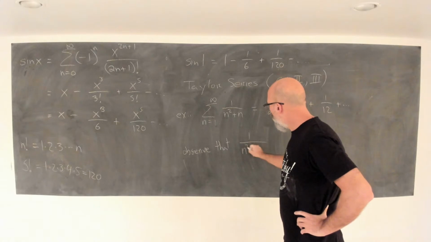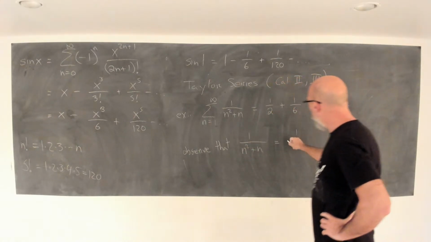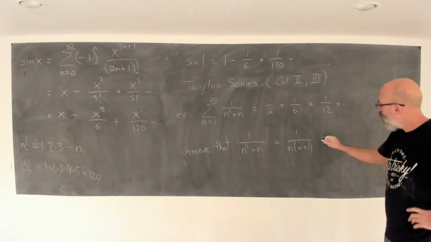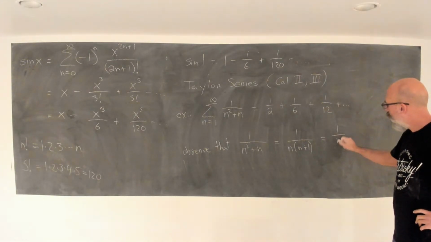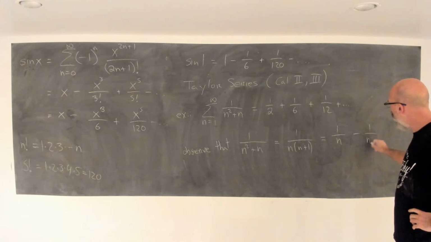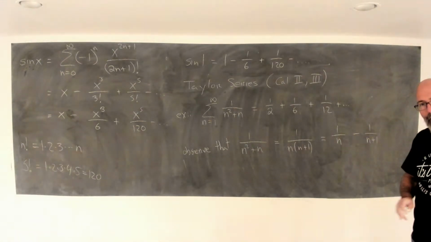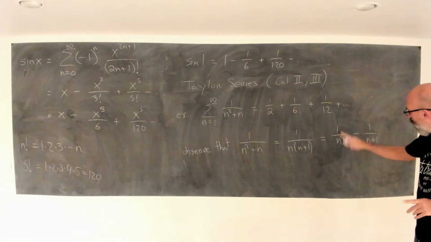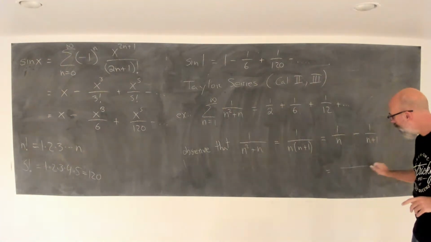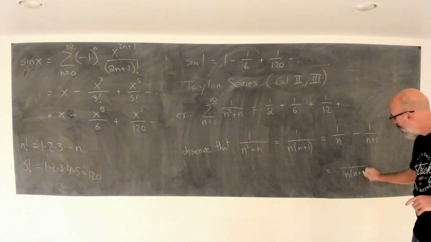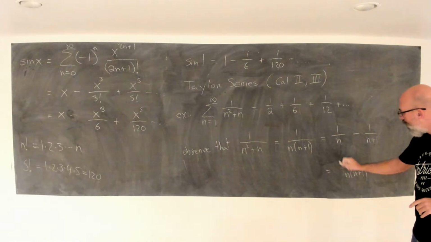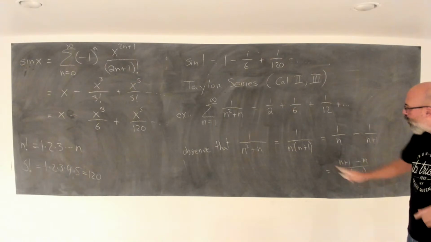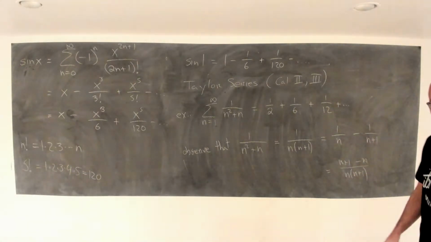that 1 over n squared plus n, which is really n times n plus 1, you can break this up as 1 over n minus 1 over n plus 1. Let's convince ourselves. If you were to put everything back over a common denominator, you would get an n plus 1 minus n. The n's cancel, and you're back to your 1 over n times n plus 1.